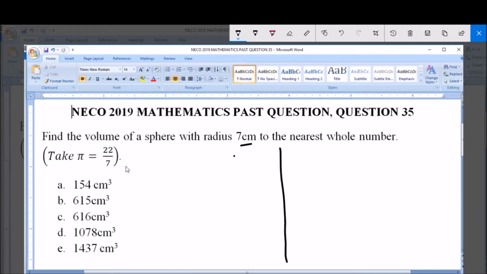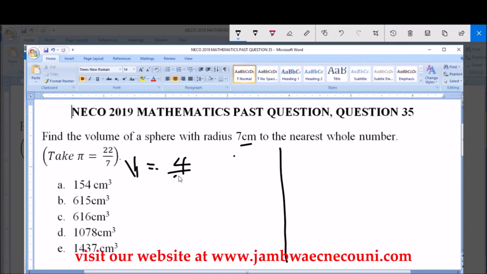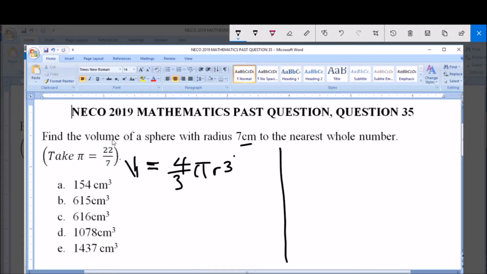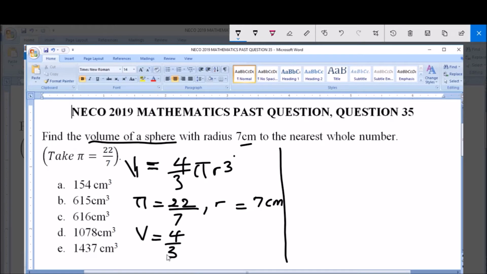Now the formula for finding the volume of a sphere, V, is 4 over 3 pi r cubed. This is the formula to find the volume of a sphere. We're given that pi is equal to 22 over 7, and r, the radius, is equal to 7 cm. With these values we can find the volume V, which is 4 over 3 multiplied by 22 over 7 multiplied by 7 cubed, which is the radius.